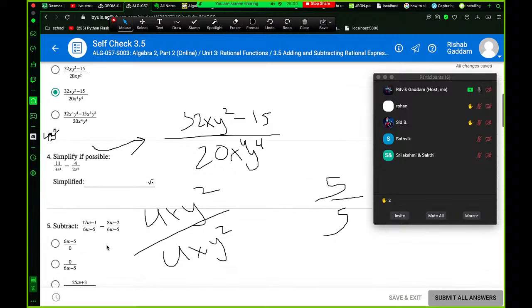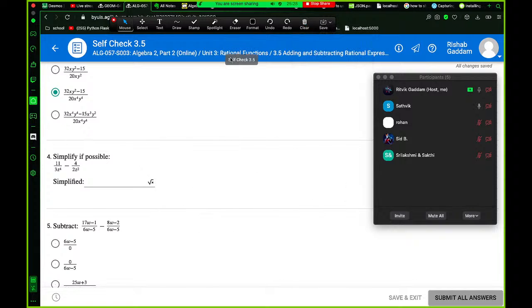Yeah, so number 4. Someone except Rohan and Sid. Satvik? Or Sri Lakshmi? Are we on number 4? Yeah, number 4. Okay, I'll do it. I'm just going to do it on paper, okay? Okay.